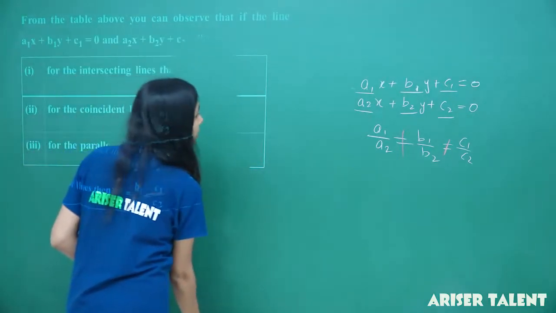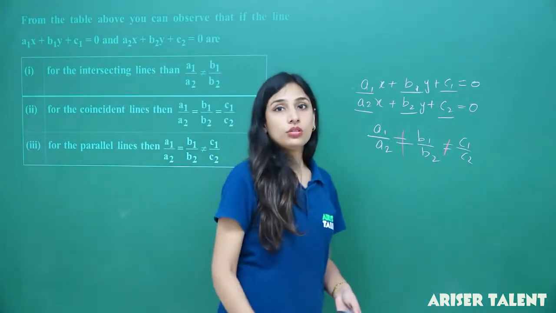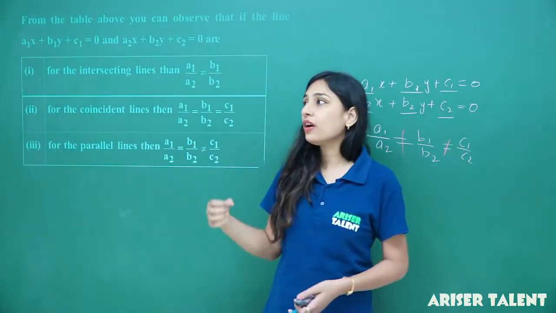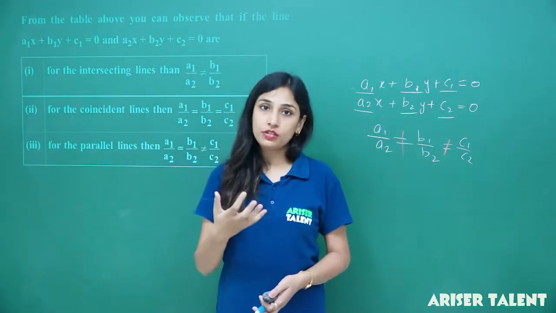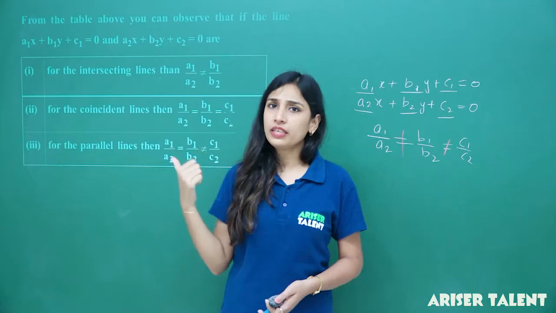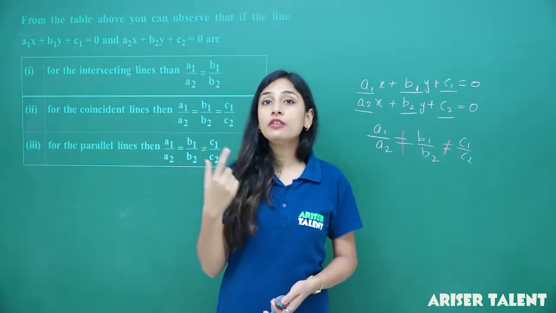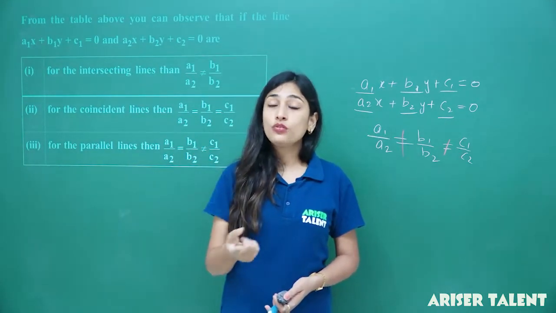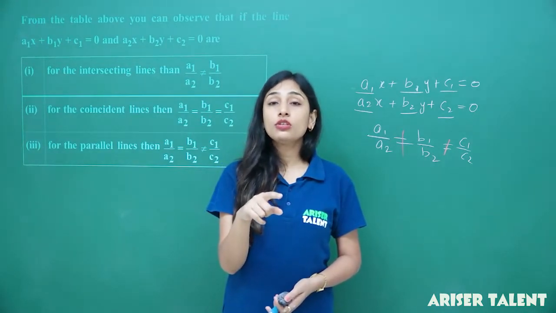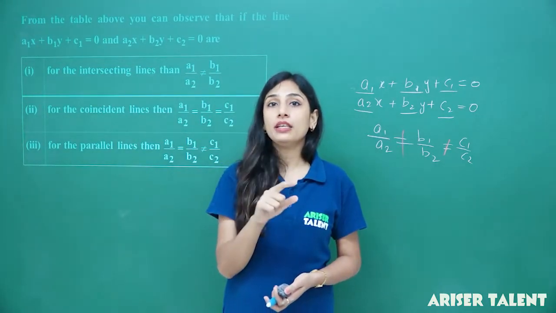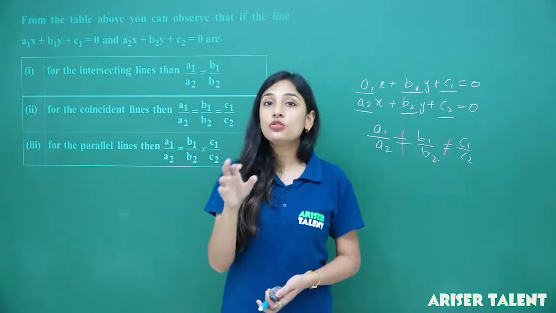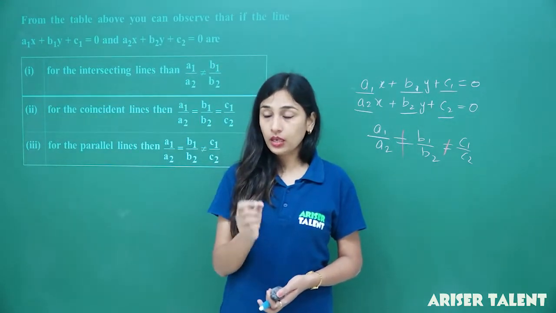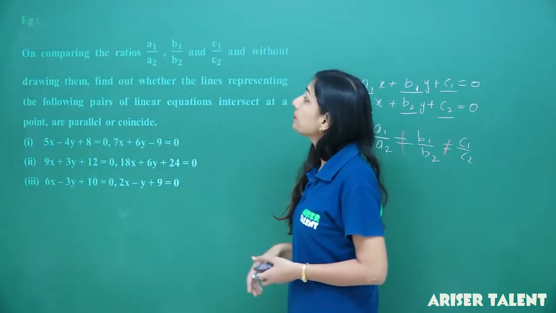Now you can look into your questions. If I have taken an example where they were forming parallel lines, and you look into their ratios a1 by a2, b1 by b2 and c1 by c2, the first two ratios will be equal. Okay, so this is the point.